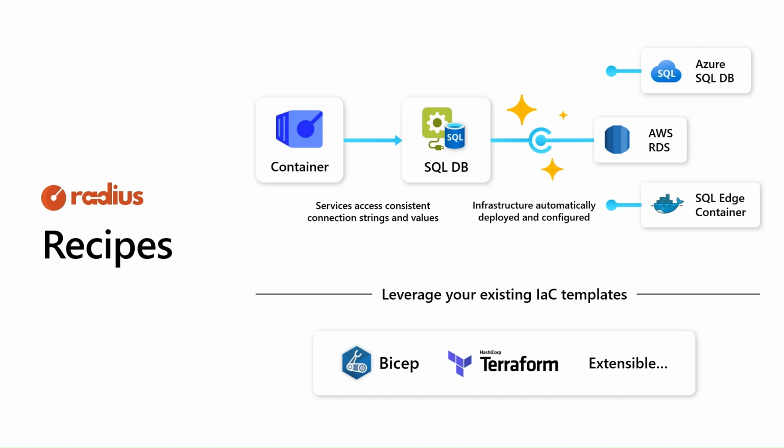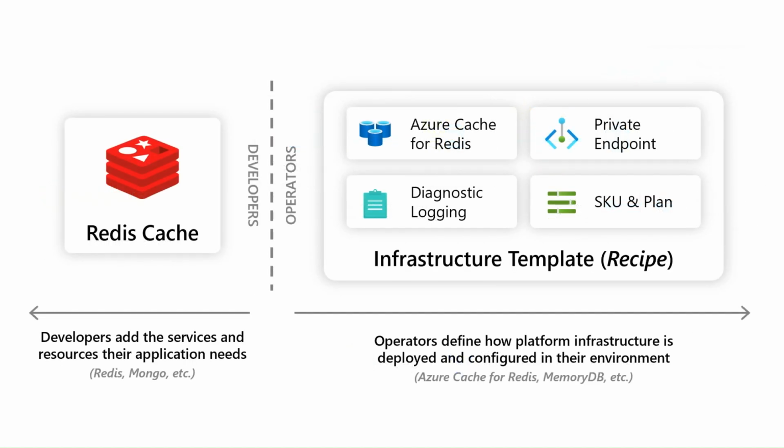And IT operators codify in their environment how these resources should be deployed and configured, whether they be lightweight containers or resources that we deploy to Azure or AWS. When a developer deploys their application and its resources, recipes automatically deploy the backing infrastructure and bind it to the developer's resources. So taking an example, here I'm building an application and in that I want to use a cache.